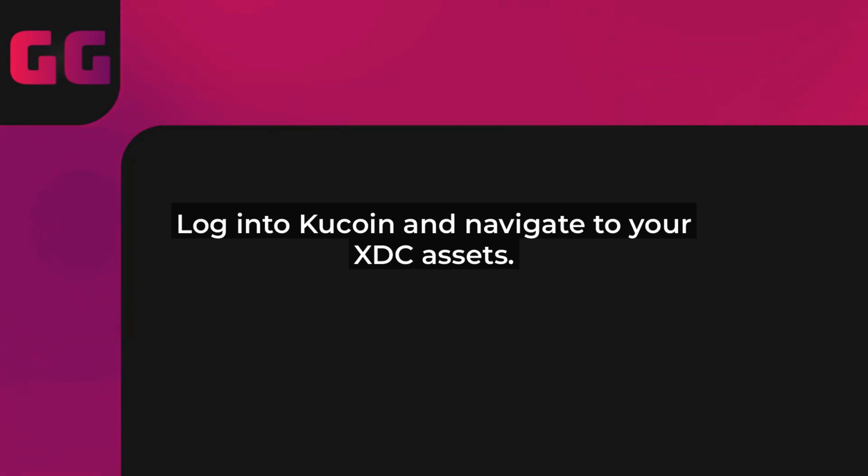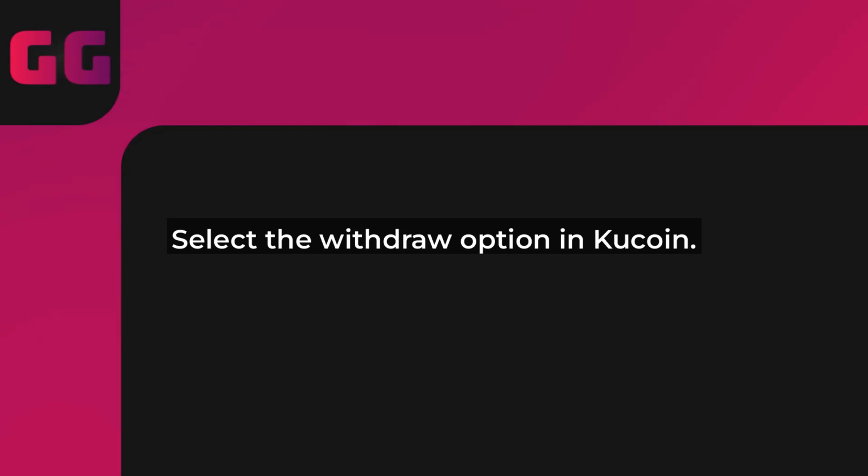Step 1. Log into your KuCoin account. Once you're in, head over to the Assets section and find your XDC balance. Click on it to open the details. Step 2. Look for the Withdraw option. This is usually right there on the asset page.